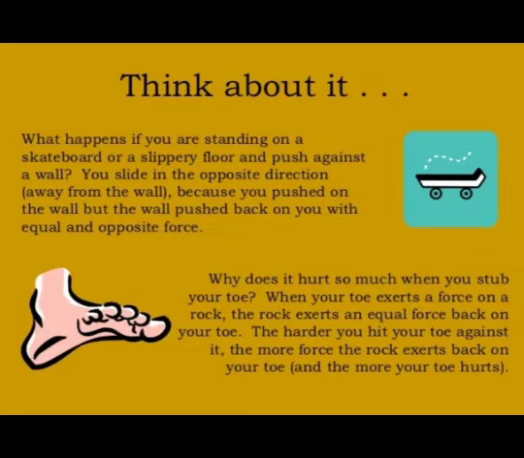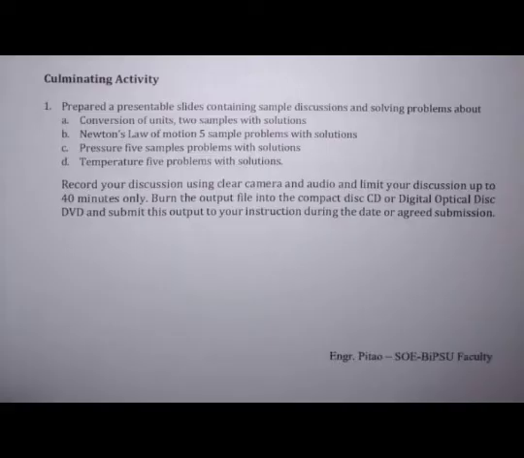You slide in the opposite direction, away from the wall, because you push on the wall, but the wall pushes back on you with equal and opposite force. Why does it hurt so much when you stub your toe? When your toe exerts a force on a rock, the rock exerts an equal force back on your toe. The harder you hit your toe against it, the more force the rock exerts back on you too, and the more your toe hurts. So the next is pressure.